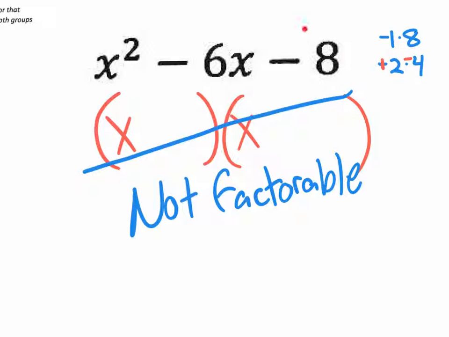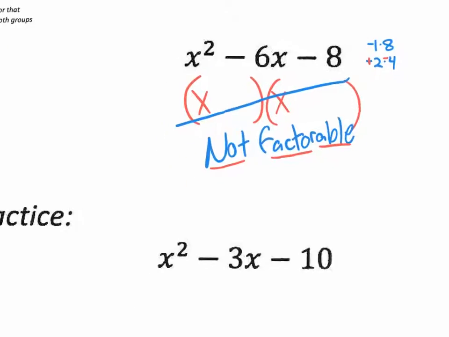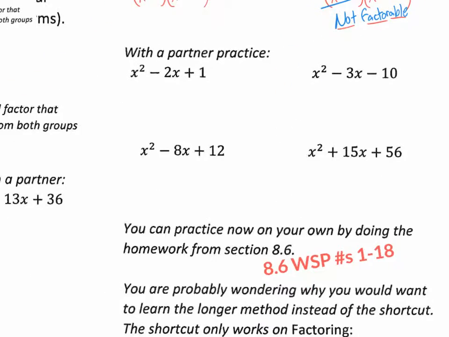So you always want to think, what times what is this number that if I combine together is this number? And no such numbers exist. So we say not factorable. That means that you're not able to factor it. Okay, not factorable. So sometimes you're going to just have not factorable questions. How about we practice right here?